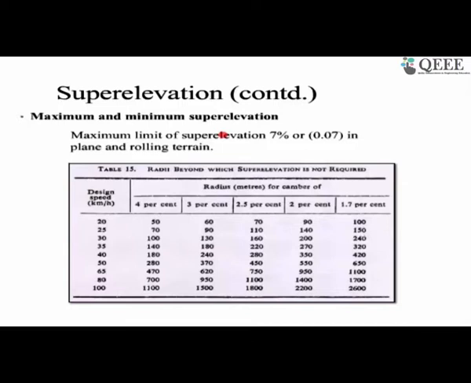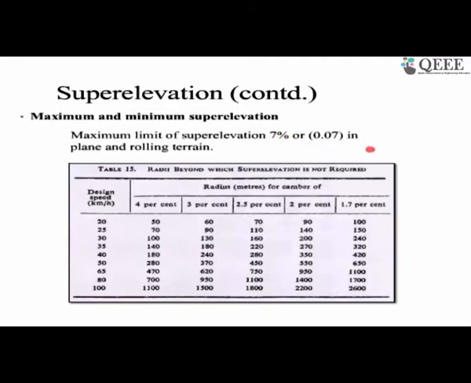And also in India, everywhere there are mixed kinds of vehicles: heavy vehicles which will travel at a lower speed, and lighter vehicles which will be traveling at a higher speed. So we need to have a balance between these two. And when you have a balance, you need to consider what the maximum limit is going to be. And the maximum limit as per code is going to be 7%.